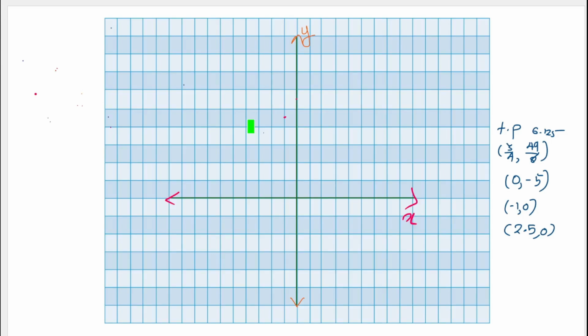Now let us sketch the graph. First mark the point (0, 5.5), then (-1, 4.5). Now join the points by a straight line.